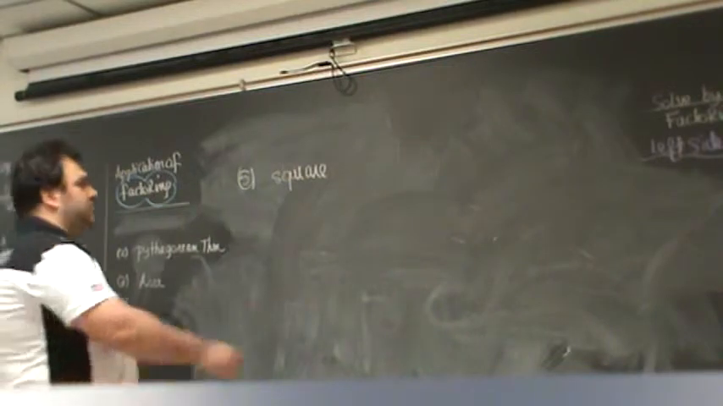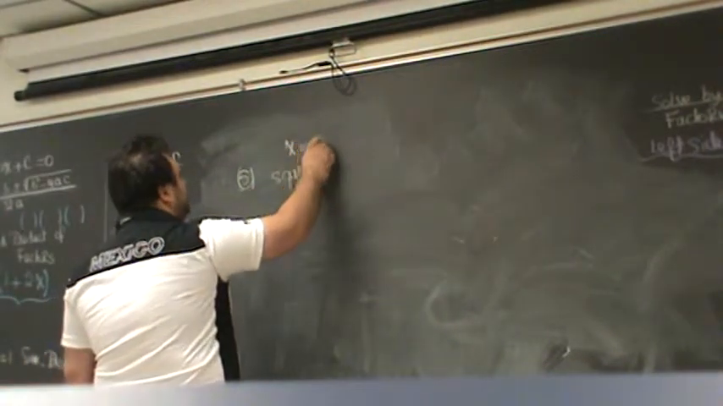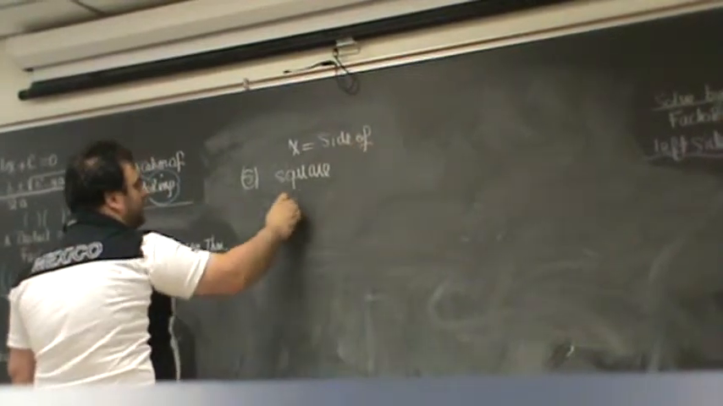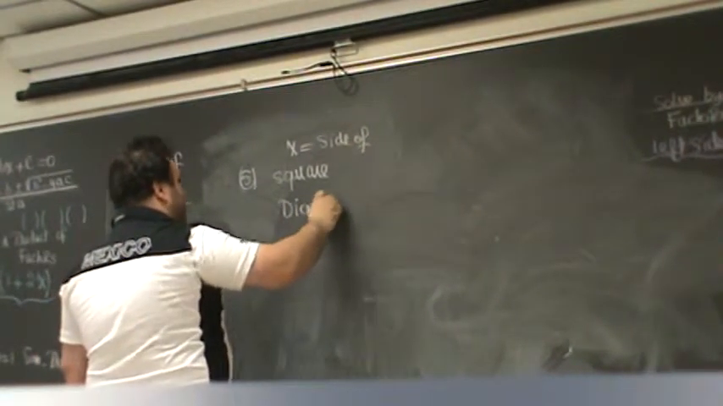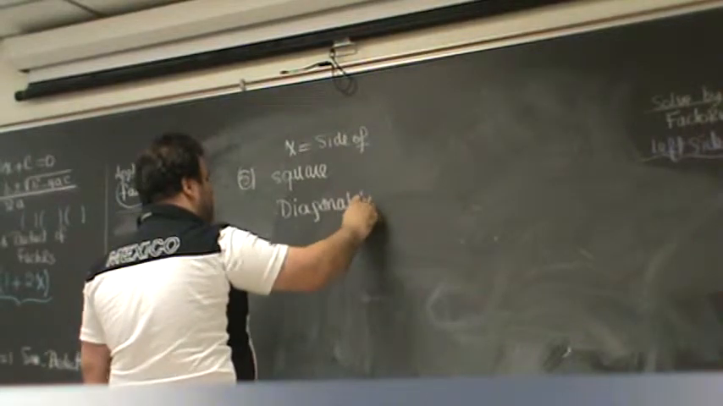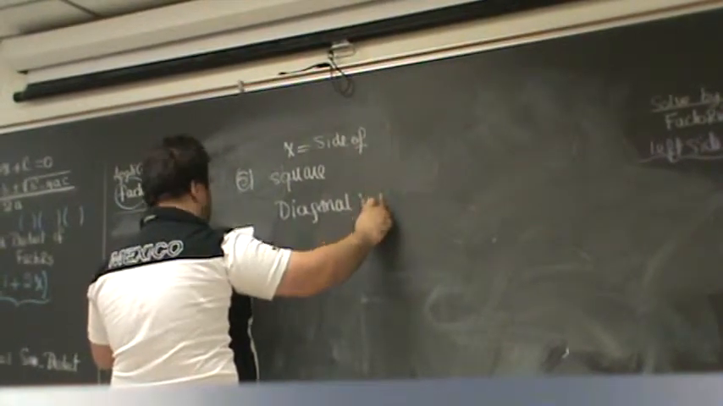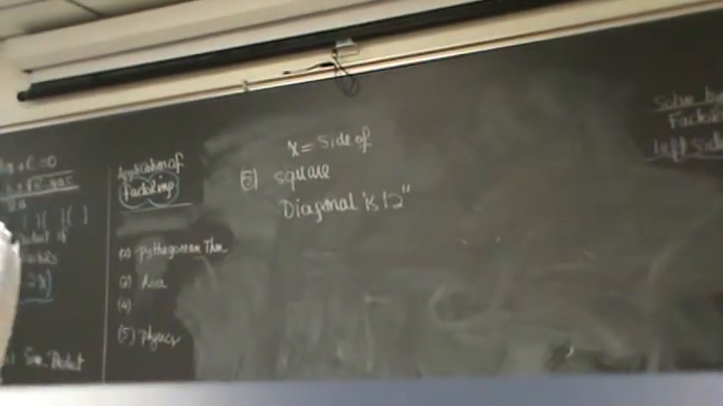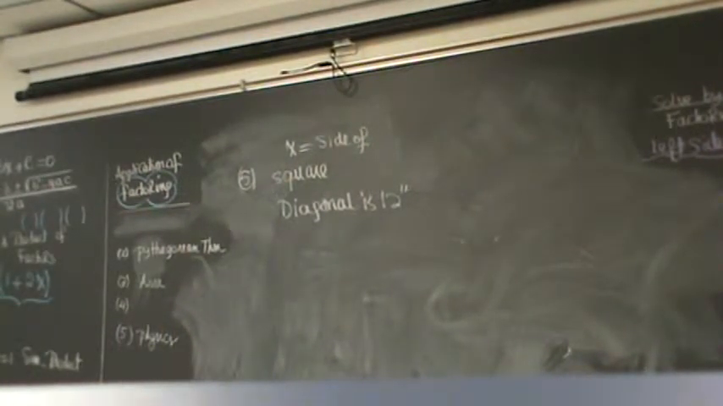Let's call it x, right? Let x equal the side of the square. But the diagonal is what? He said the diagonal is 12 inches. Again, what do we do when we have a geometry problem? Try to draw some picture, try to depict some kind of a diagram.